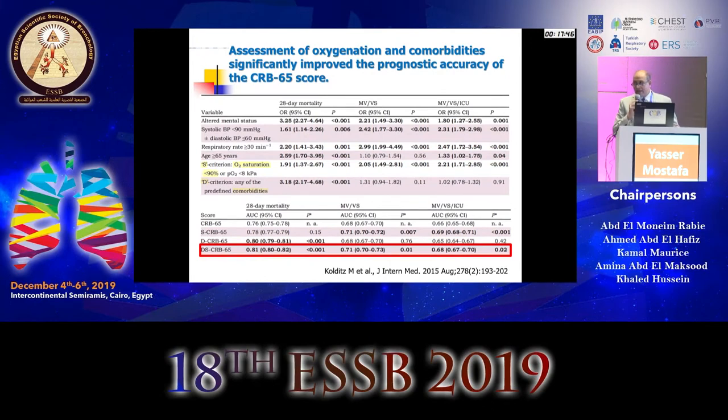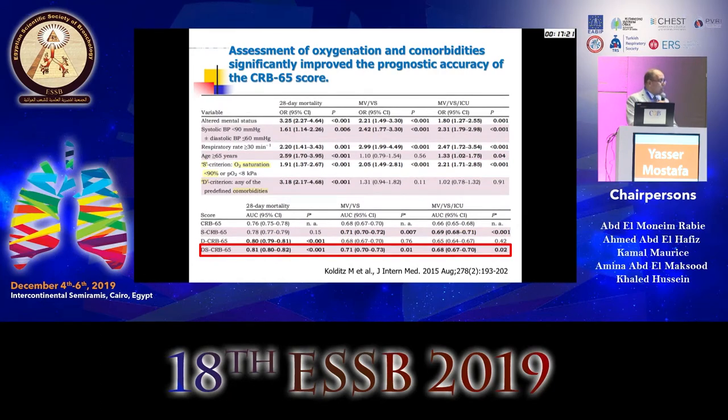To be more practical, we need a scoring system without lab. We need to remove urea. We don't need to make a urea test. CRB 65 was tested, and it was a little bit effective in assessment of morbidity and mortality. So it is the same, but without urea.